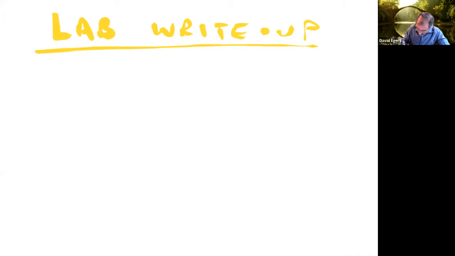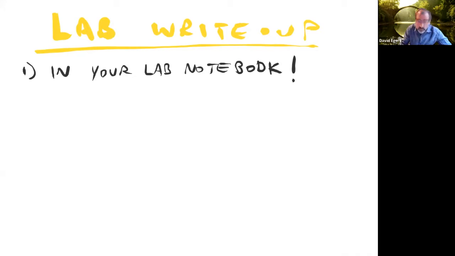So a few things I should mention. So one, it is in your lab notebook. So this is not something that you do on scratch paper and then make some pretty perfect version for the end to turn in. A real lab notebook is kind of a record of your observations and things like that. It's not some beautifully formatted thing.